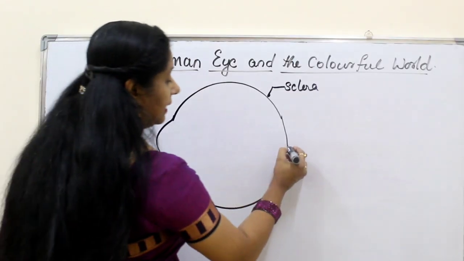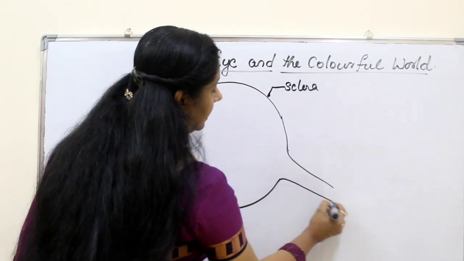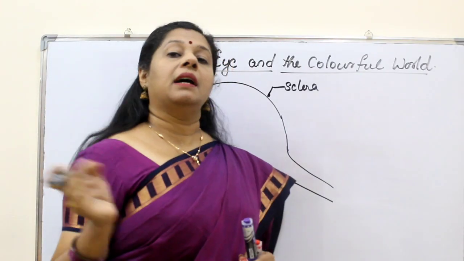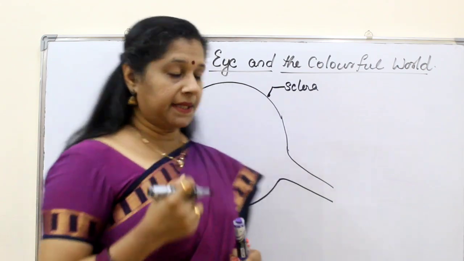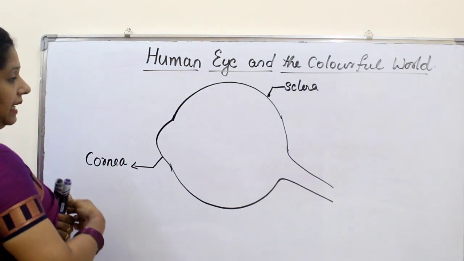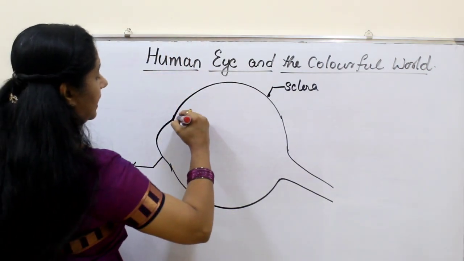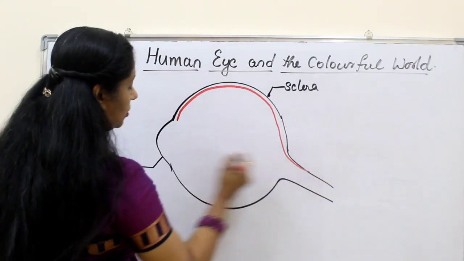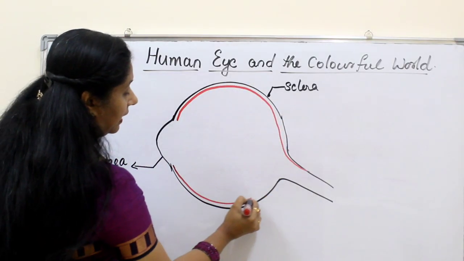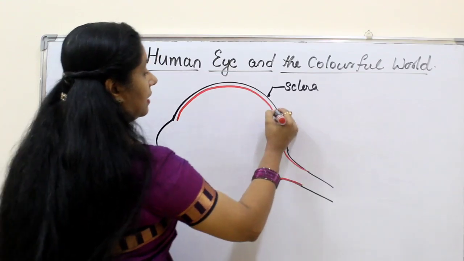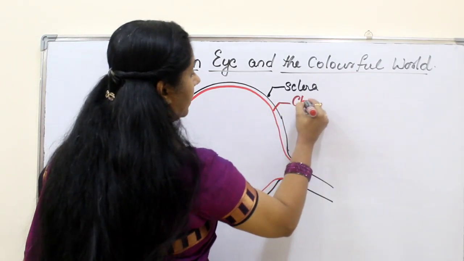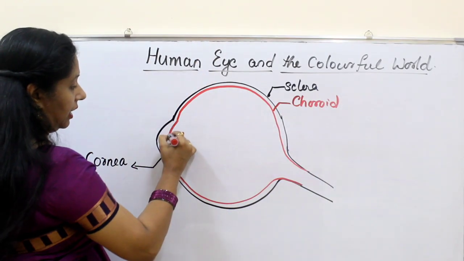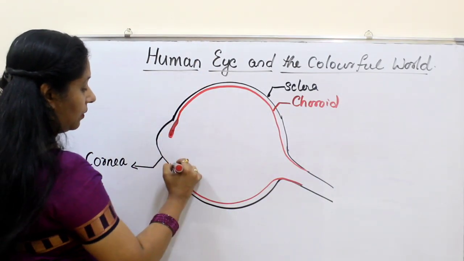Now behind it is going the optic nerve. It is connected to the optic nerve, which is connected to the part of the brain where the vision will be perceived. Now we have the second layer. The second layer is called the choroid. That also will join with the optic nerve. It has all the nerves and blood vessels in it. This is the choroid. The choroid is extending in front into a circular portion.